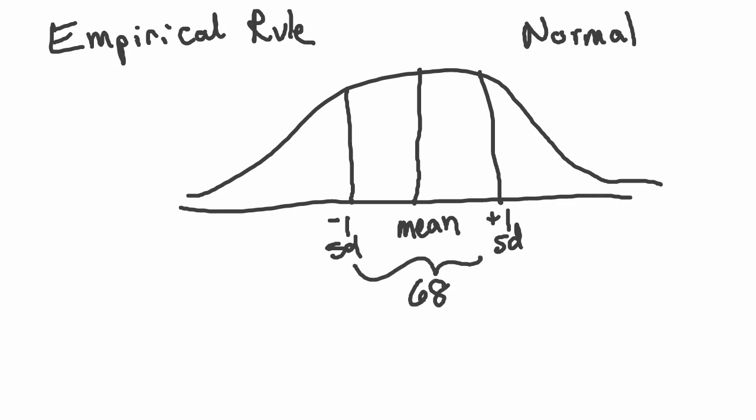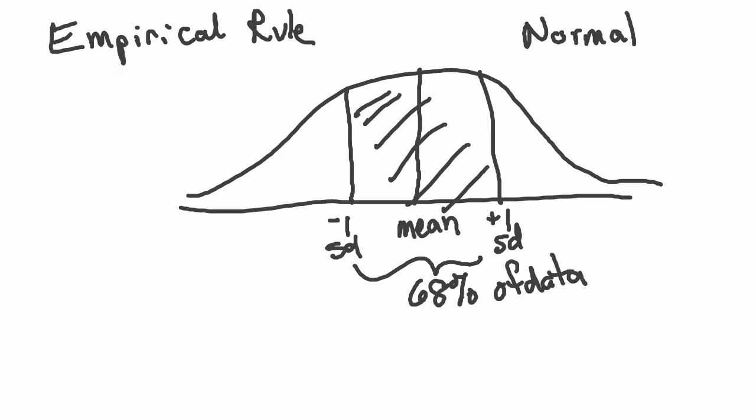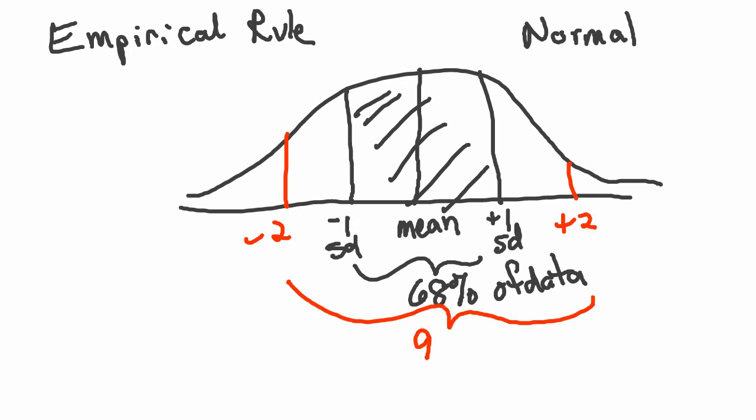68% of the data lies between -1 and +1. And then if we go to -2 and +2, we have 95%. Now the book says 95.44, but most books just say 68, 95, and 99.7. So we're just going to do the 68, 95 rule.